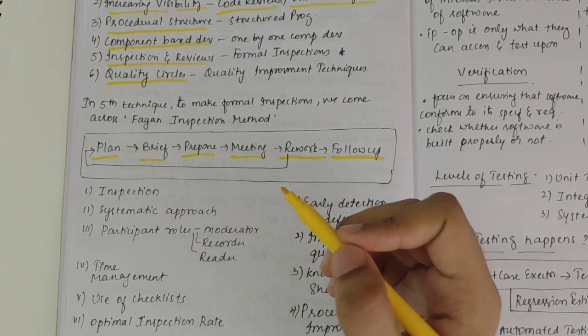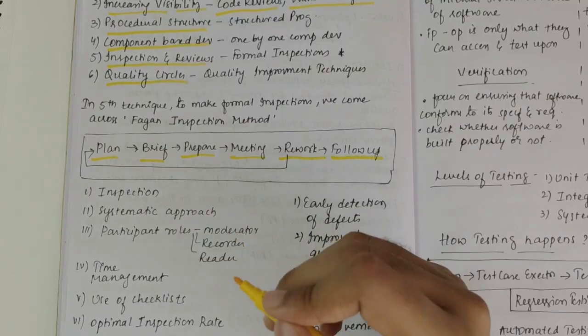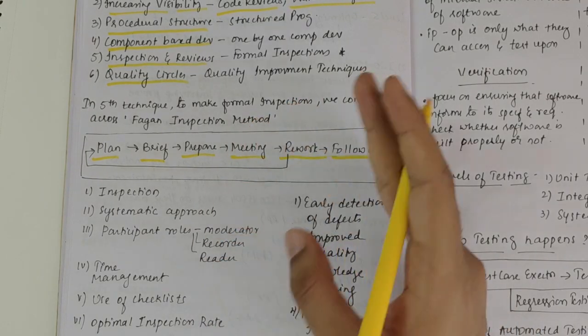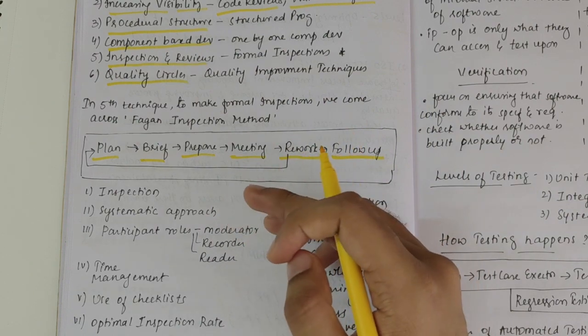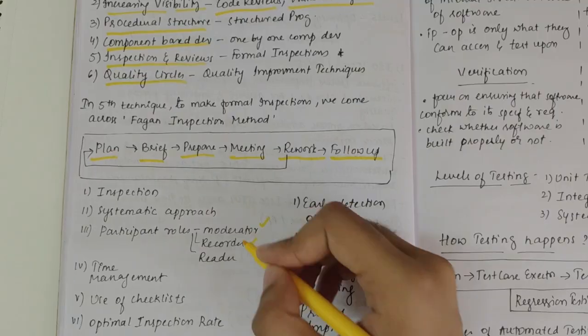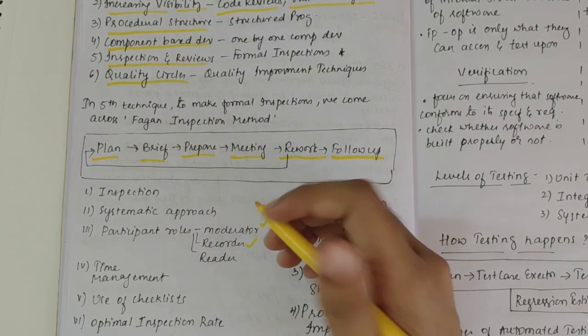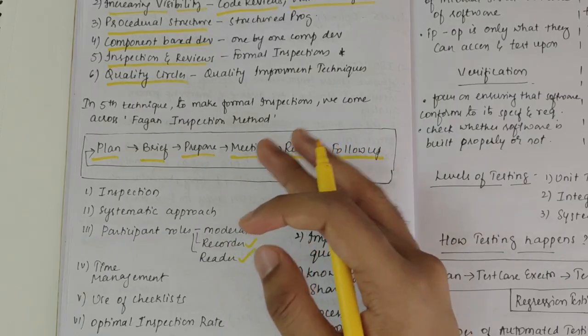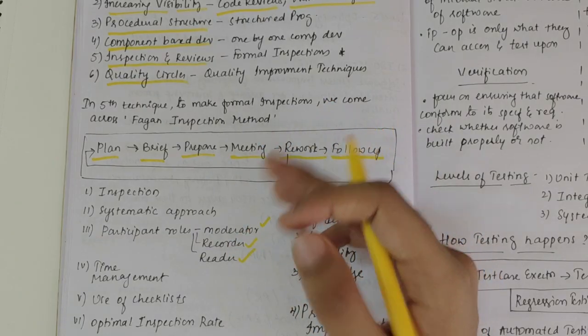Then we have the participant roles. Here we have a moderator, a recorder, and a reader. The moderator is the one who leads the inspection process, a leader or a master, and he or she makes sure that the inspection guidelines are followed. Coming to the recorder, he or she notes down all the defects which are identified. Then the reader guides the other participants through the document or code being inspected.